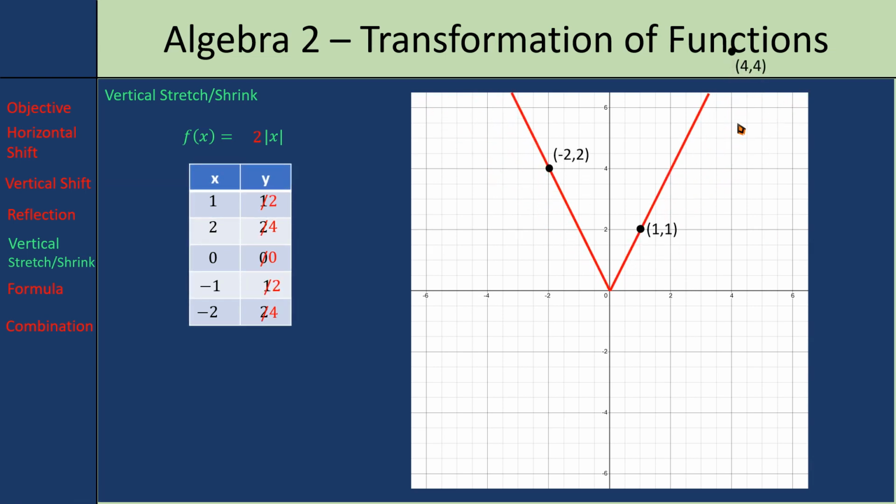So your graph looks like that. Okay. That's a vertical stretch or shrink. So let's put all this together in a formula, okay? Oh, by the way, that is called the vertical stretch of a factor of 2, okay? Vertical stretch of a factor of 2.